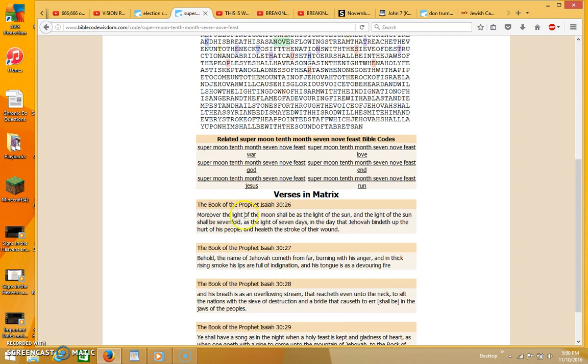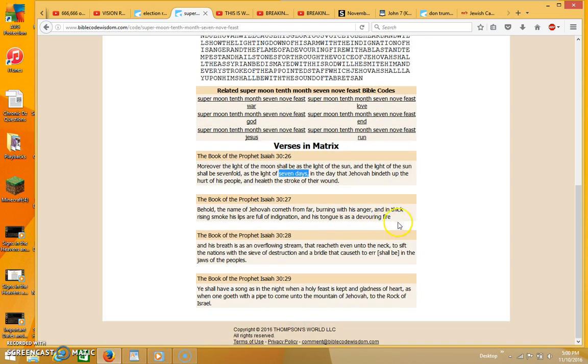And it says, "Moreover, the light of the moon shall be as the light of the sun, and the light of the sun shall be sevenfold as the light of 7 days. In the day that Jehovah bindeth up the hurt of his people, and healeth the stroke of their wound. Behold, the name of Jehovah cometh from afar, burning with his anger, and in thick rising smoke. His lips are full of indignation, and his tongue is as a devouring fire, and his breath is as an overflowing stream that reacheth even unto the neck, to sift the nations with the sieve of destruction, and a bridle that causeth to err shall be in the jaws of the peoples.